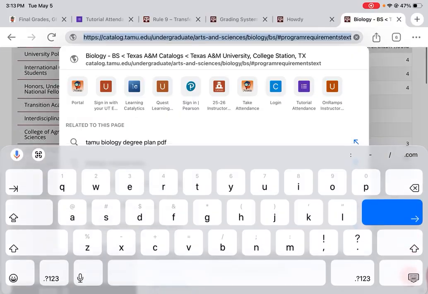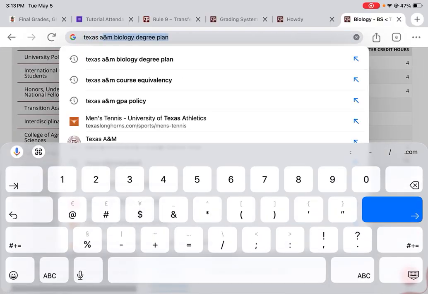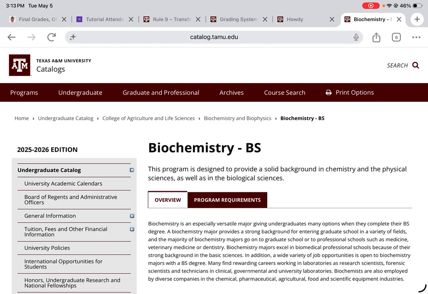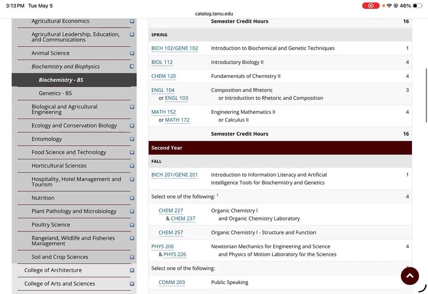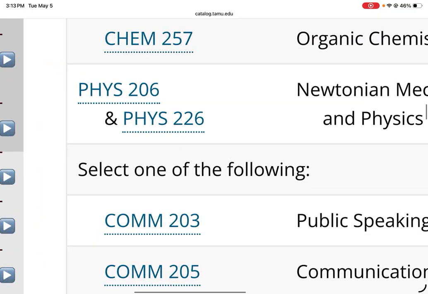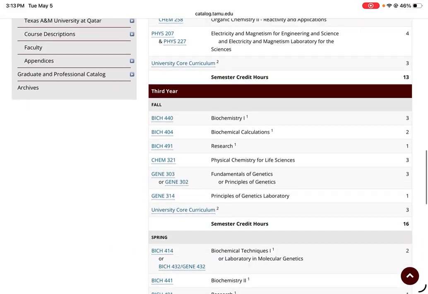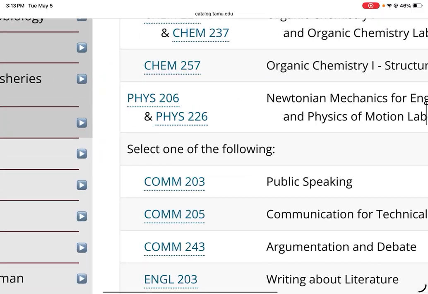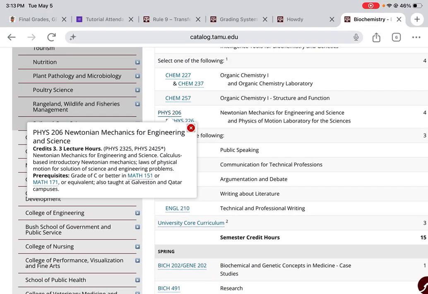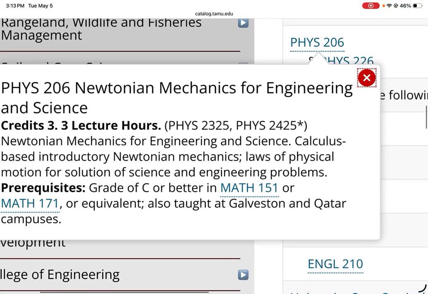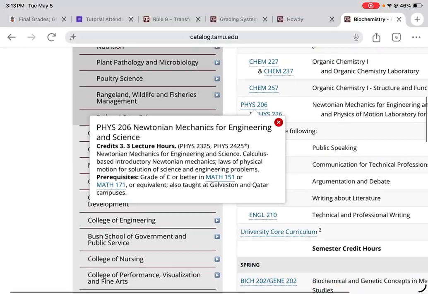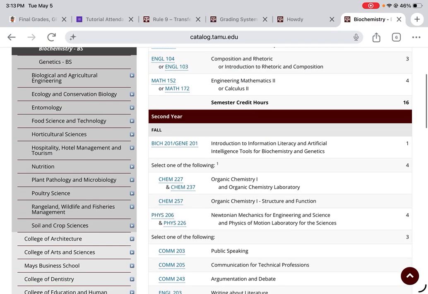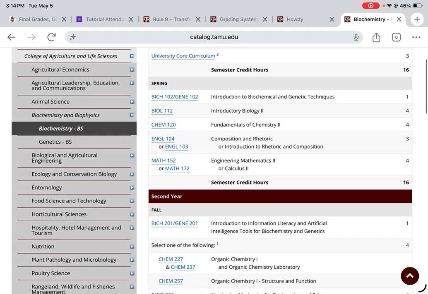But then if I do biochemistry, and I look at the degree for biochemistry, Phys 201 is not on here, right? So it's Phys 206. Phys 201 is not anywhere in the biochemistry degree plan. Phys 206, if I click on it, is the calculus-based version of this class, right? Honors physics one is only algebra-based, so it does not meet the requirements for the calculus-based class if the calculus-based class is required for the degree plan.